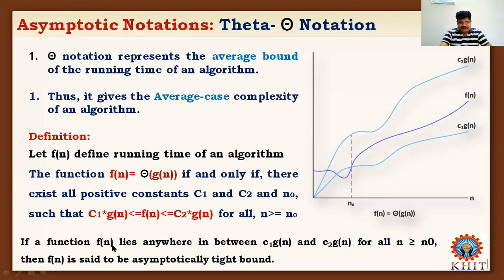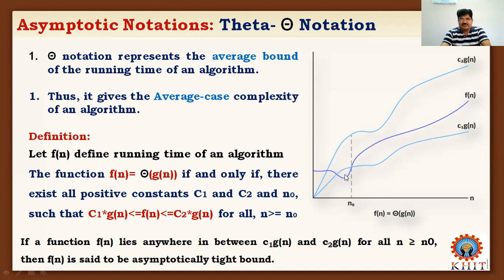If the function f of n lies anywhere between c1 into g of n and c2 into g of n for all n greater than or equal to n naught, then the given function f of n is said to be asymptotically tightly bound. It is tightly bound average. So here there are three different curves, two are thin and one is thick. The thick line will start here and these will meet here only. That will be considered as n naught.